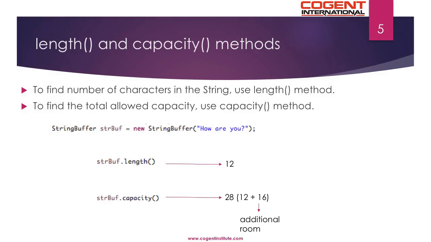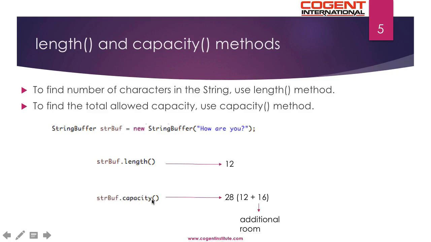Let's look at the length and capacity methods in the StringBuffer class. To find the number of characters, use the length method. And to find the total allowed capacity, use the capacity method. Here's an example. We create a StringBuffer object by passing in the string literal "how are you?", which is assigned to strbuff of type StringBuffer. So when we invoke the length method on the reference variable, we get a value of 12 because there are 12 characters in this string literal.